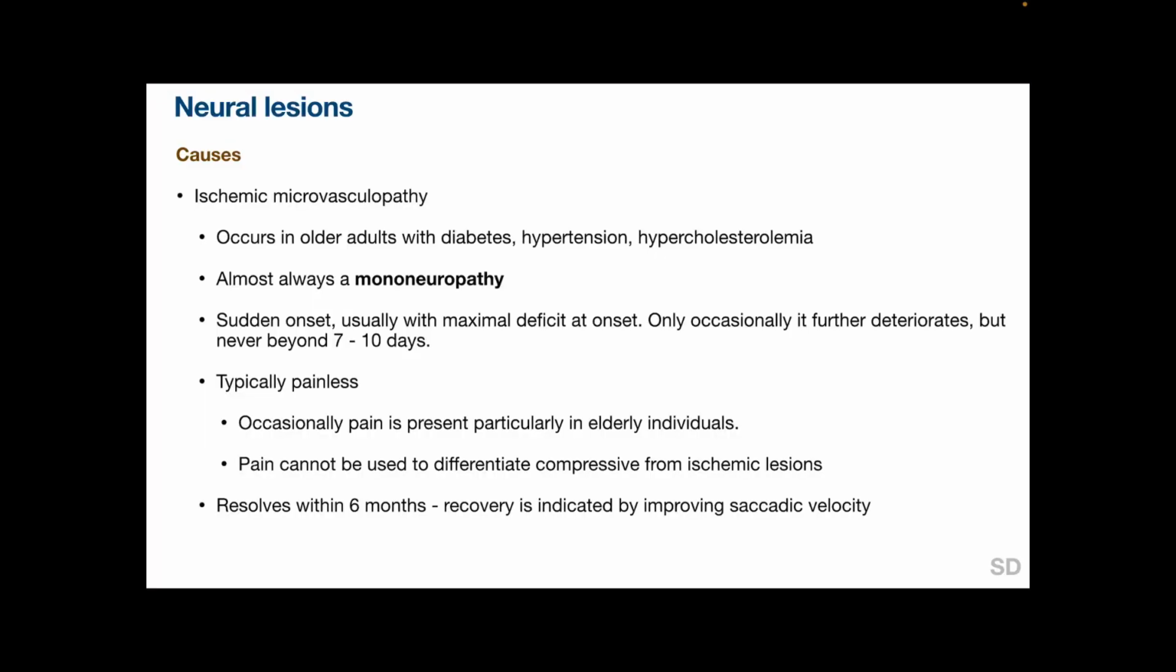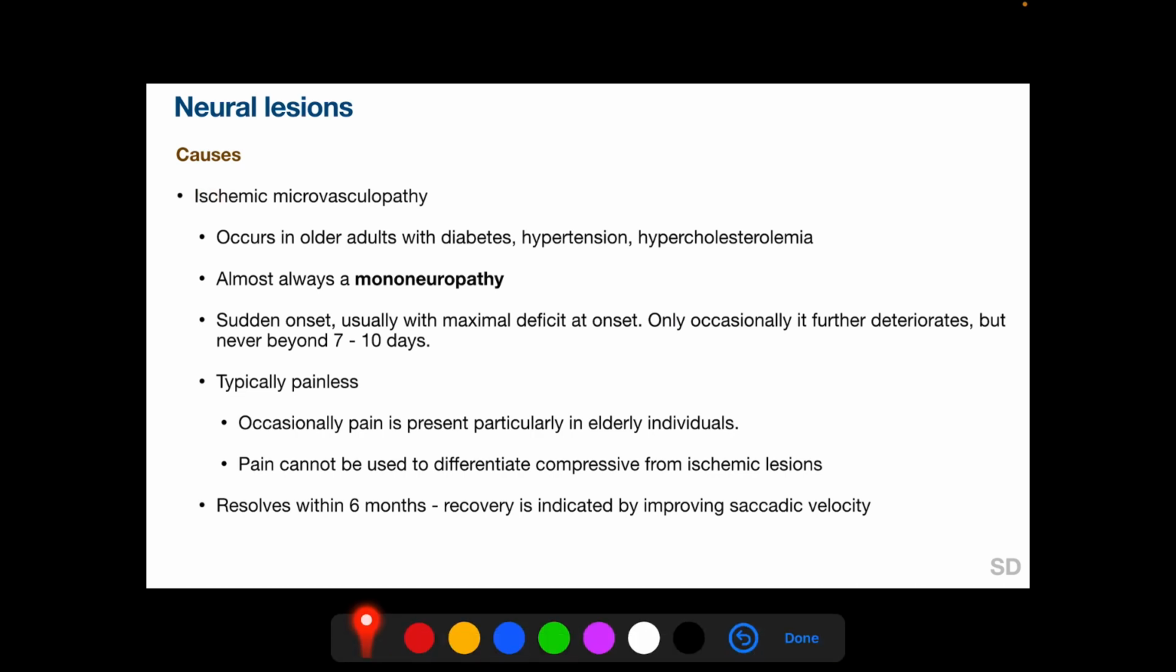Lesions causing infranuclear disorders of eye movement can be ischemic microvasculopathy, giant cell arteritis, compressive lesion, infiltrative lesion, inflammatory lesion, or a trauma. Ischemic microvasculopathy occurs in older adults with diabetes, hypertension, and hypercholesterolemia. Characteristically, an ischemic microvasculopathy is almost always a mononeuropathy, that is, it involves a single ocular motor nerve.